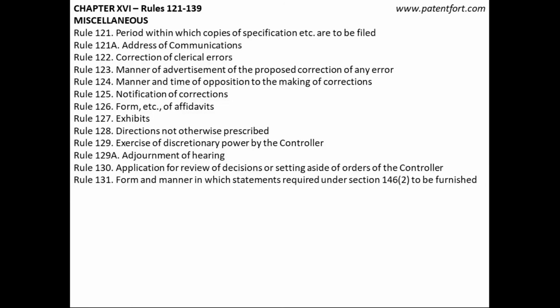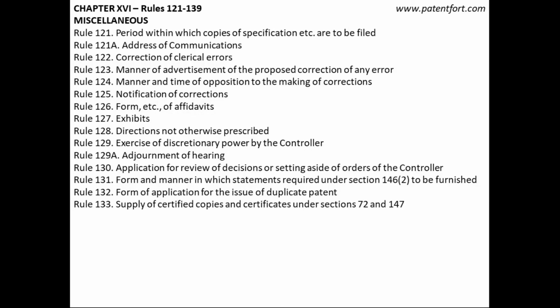Rule 131, Form and manner in which statements required under section 146(2) to be furnished. Rule 132, Form of application for the issue of duplicate patent. Rule 133, Supply of certified copy and certificates under section 72 and 147. Rule 137, Request for information under section 153.